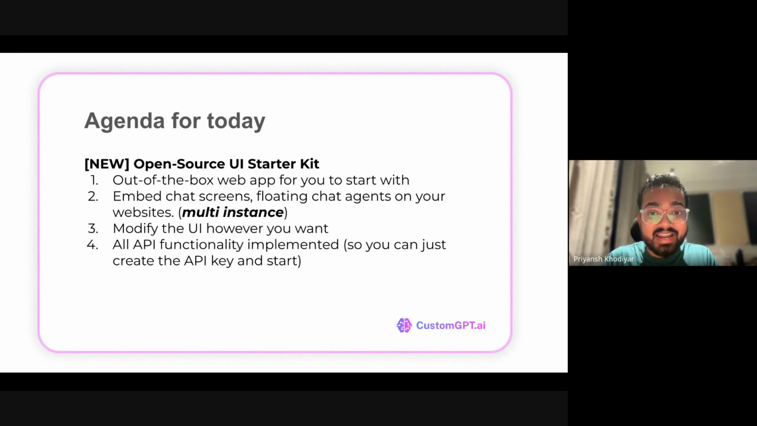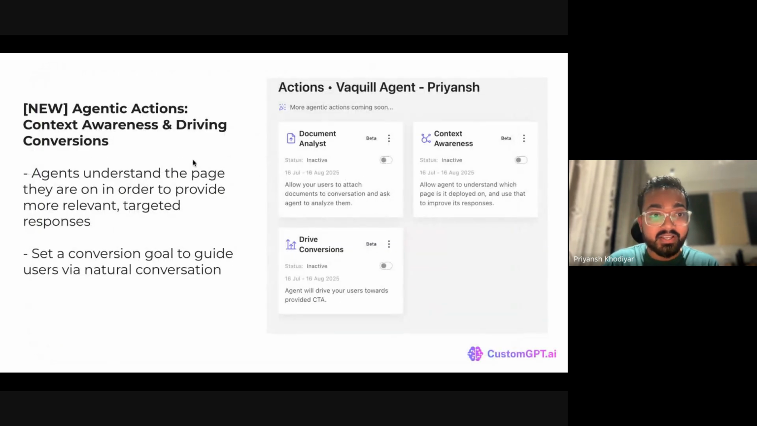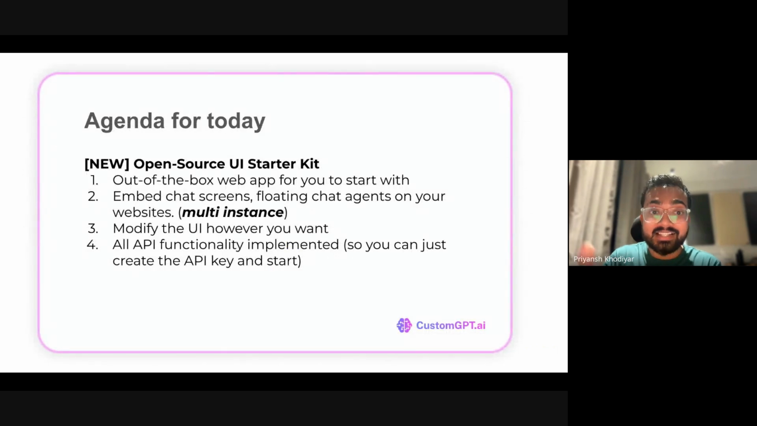The floating chat agent, that means the small little icon that you usually see on the bottom left of your screen. You can also have that. It's also multi-instance, so you can have different agent IDs with each of those chatbots, and they'll all answer based on the data you have with those agents. You can modify the UI however you want, and all the API functionalities are implemented. So let me just show you what things you'll get, but that's the second part of the demo.